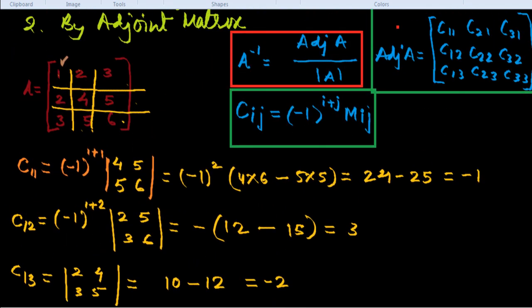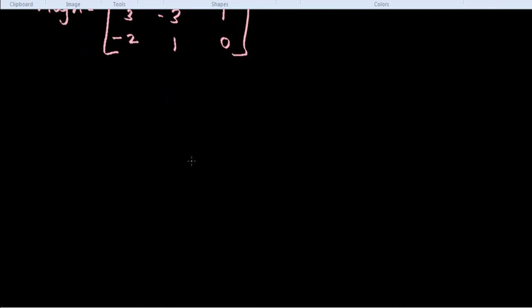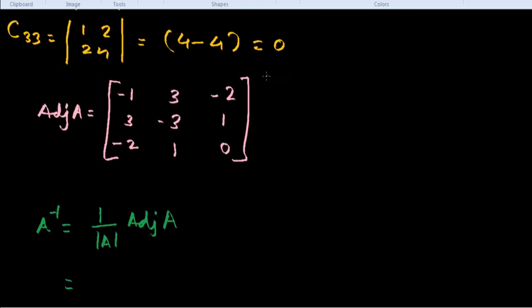We know that A inverse is equal to adjoint A over determinant of A. So we can write A inverse is equal to 1 upon determinant of A into the matrix adjoint A. For this we have to find out the determinant of A, which we can easily find here. Determinant of A is equal to A11 C11 plus A12 C12 plus A13 C13.